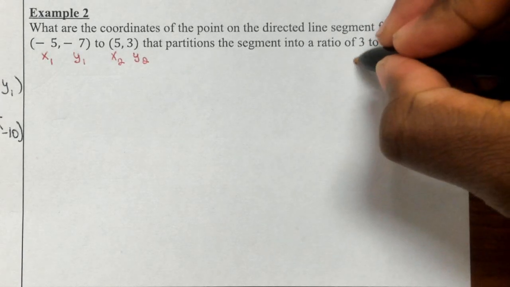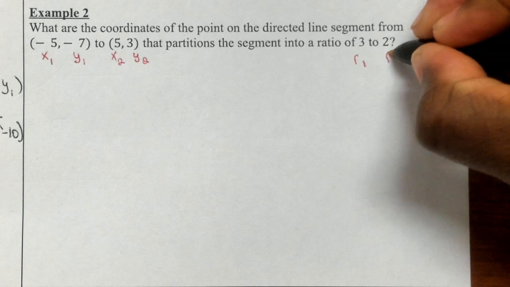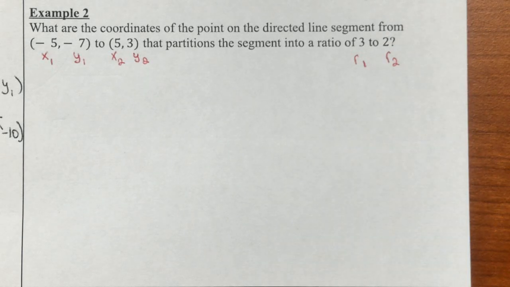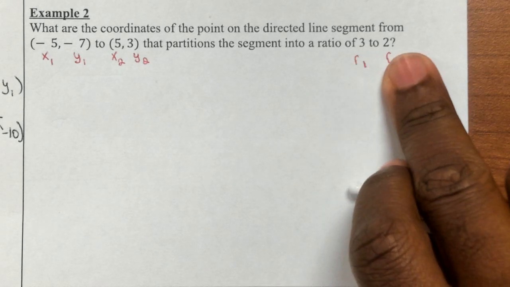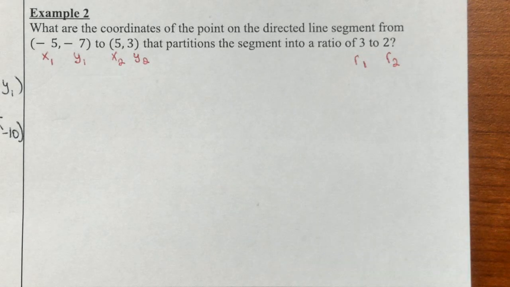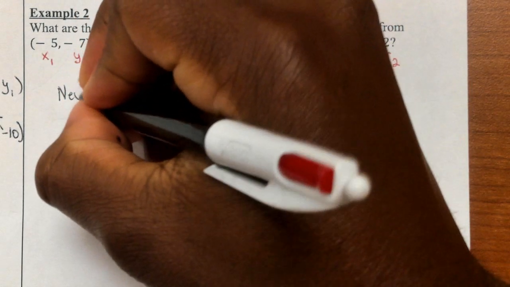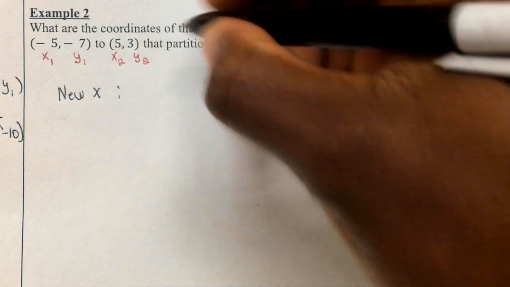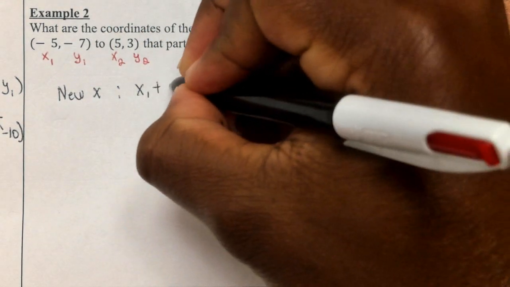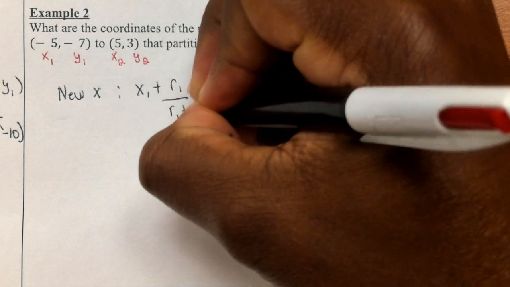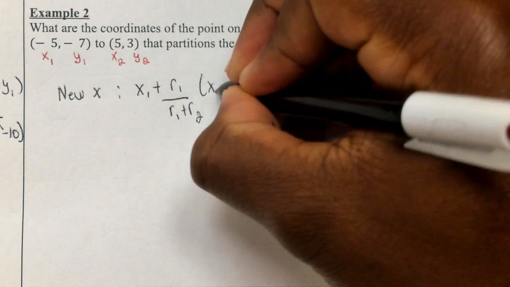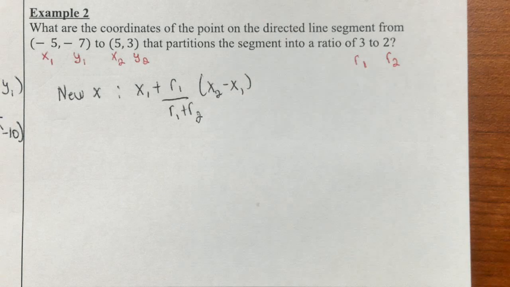So this would be your first ratio, ratio 1. This would be your second ratio, ratio 2. Again, we need to find a point that partitions this into a ratio of 3 to 2. Essentially, we're going to find our new x value and the new y value for that new point. Again, I'll use my formula. I would say x1 plus ratio 1 over ratio 1 plus ratio 2 multiplied by x2 minus x1, or the change in your x values.